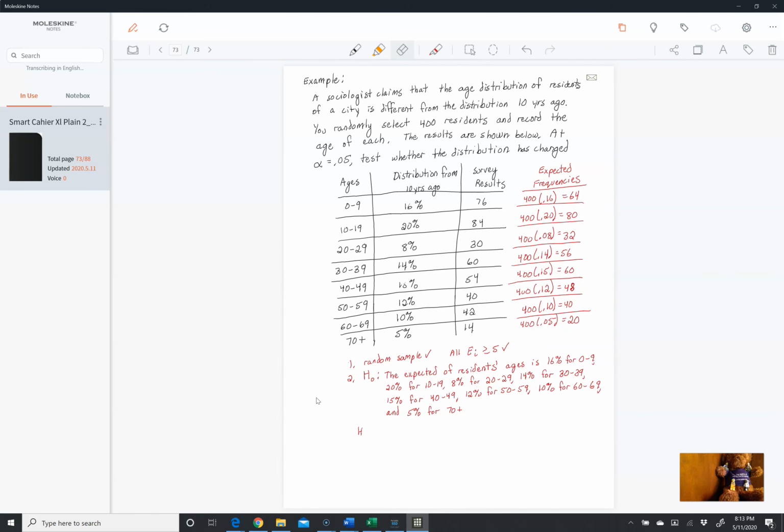Our alternative hypothesis says the distribution of residence ages today differs from the distribution 10 years ago. This is the claim.